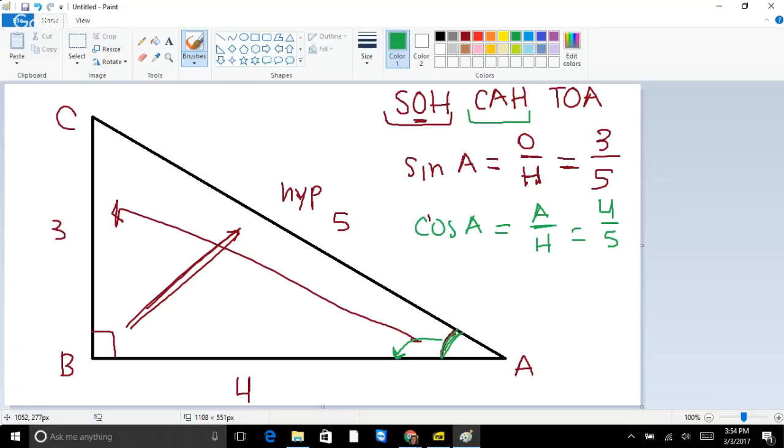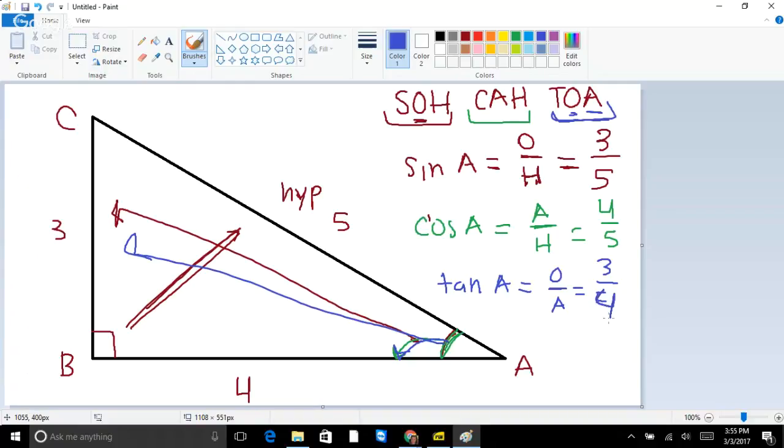Okay, and then the last thing that we can do is the tangent. This is the TOA in SOHCAHTOA. So the tangent of angle A is equal to the opposite over the adjacent. Okay, and our opposite side is 3, and our adjacent side is 4. Again, it can't be the 5 because 5 is our hypotenuse.